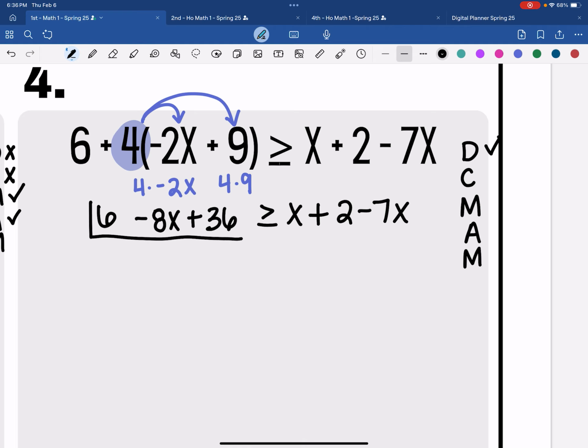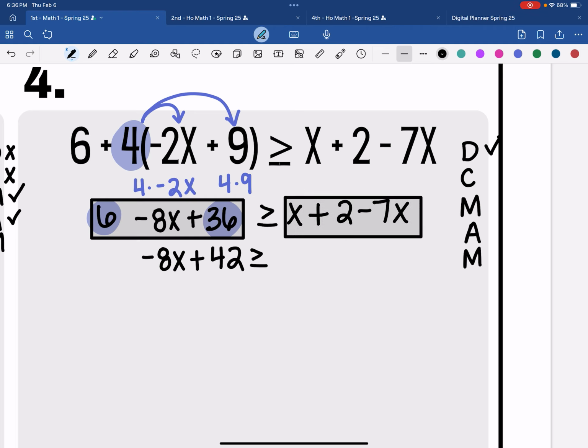And then we're going to combine our like terms. So on the left side of the inequality, we're going to combine what we have alike, which is 6 and 36. They're both constants. So we have negative 8x, and then 36 and 6 is going to give me 42. Is greater than or equal to. Now let's look at the right side. So on the right side, I have x and negative 7x. So just remember, if I have x, that's technically a 1x with a positive 1 in front of it. So if I combine that, that's going to be negative 6x plus 2.